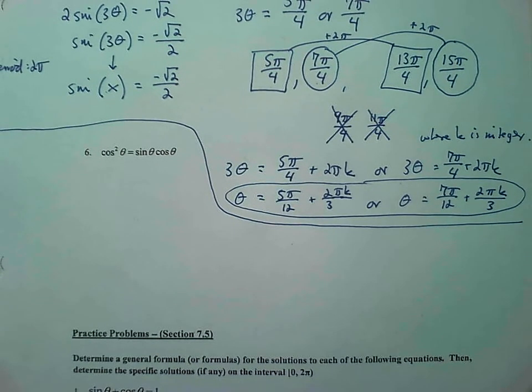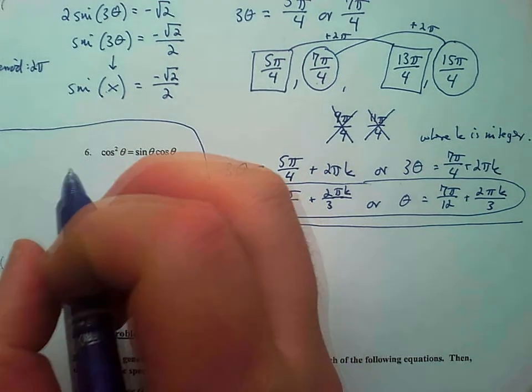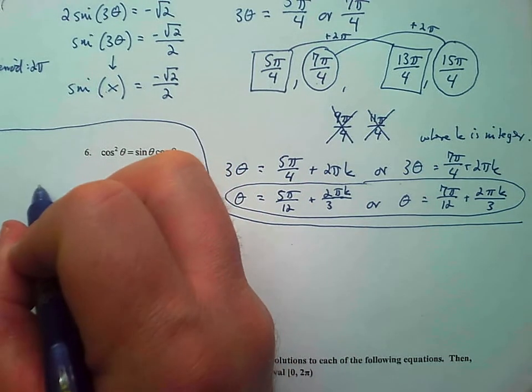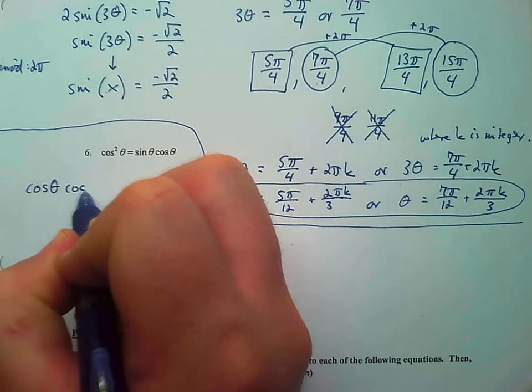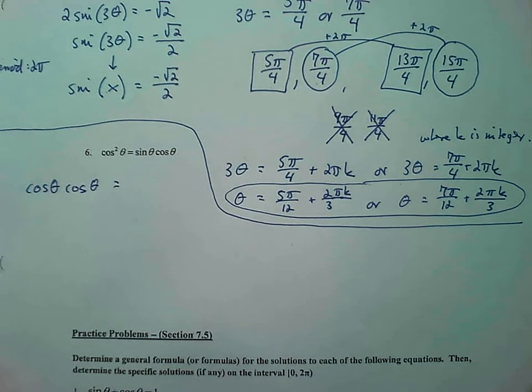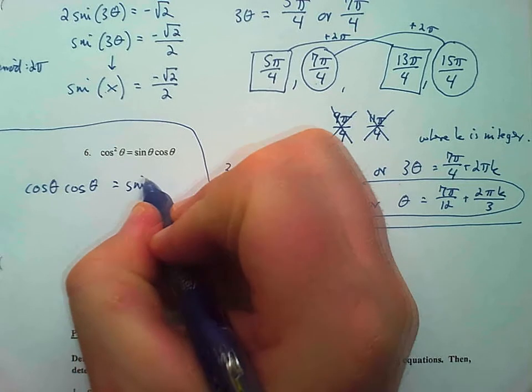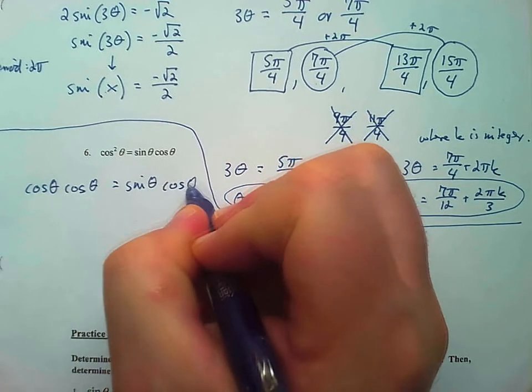Here we have that the cosine squared of theta is equal to the sine of theta times the cosine of theta. So the first thing to realize here is that cosine squared of theta is simply just cosine of theta times the cosine of theta. So I just rewrote the left-hand side of our formula as a product of 2 cosines. The right-hand side of our formula is the sine of theta times the cosine of theta.